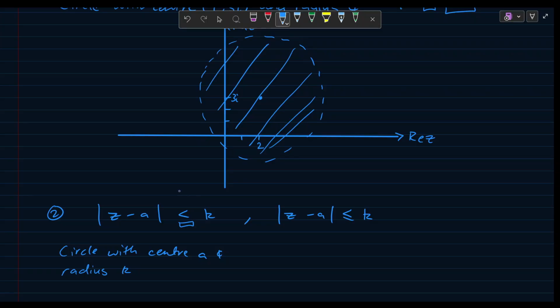Alright, so this is for less than. If it's less than or equal to, now it means we want the circumference of the circle as well as the area inside of the circle. And so if you think about it, if this is greater than, it means you want the area outside of your circle. If this is greater than or equal to, then it means you want the circumference of the circle and the area outside of the circle.